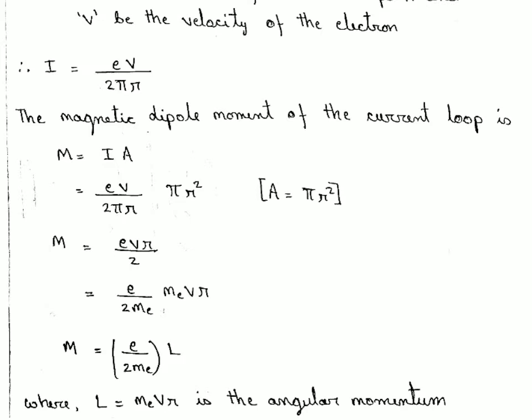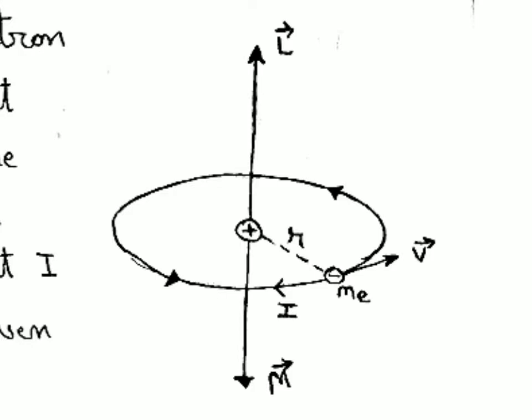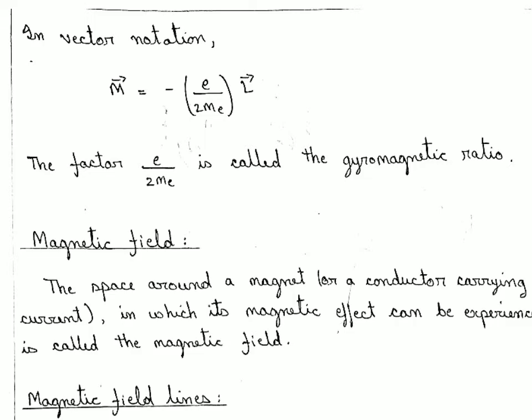Now, since the magnetic dipole moment is a vector quantity, we can express this in vector form as M vector is equal to minus e by 2m_e L vector. Minus here because the magnetic dipole moment is opposite to the angular momentum, and in the diagram it is shown that the angular momentum is in the upward direction, whereas the magnetic dipole moment is in the downward direction. Hence, we have this minus sign here.